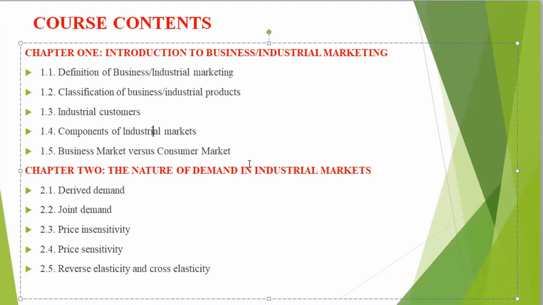But if the price changes, the demand will also change immediately, that type of demand would be price sensitive. Sensitive in a sense that as price changes, the quantity will change. Let me give you one example. When the price is 100 birr for a particular product, you can purchase 10 products.